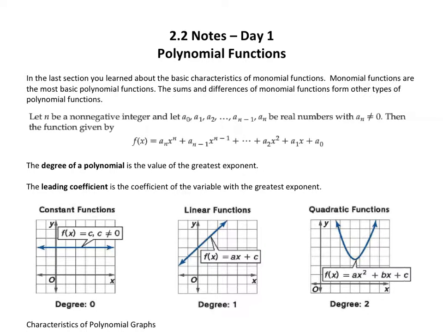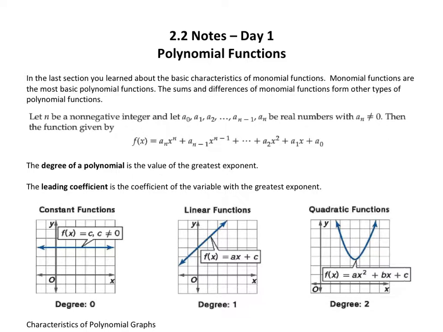2.2 Notes, Day 1, Polynomial Functions. In the last section, you learned about the basic characteristics of a monomial function. Monomial functions are the most basic polynomial functions. The sums and differences of monomial functions form other types of polynomial functions.